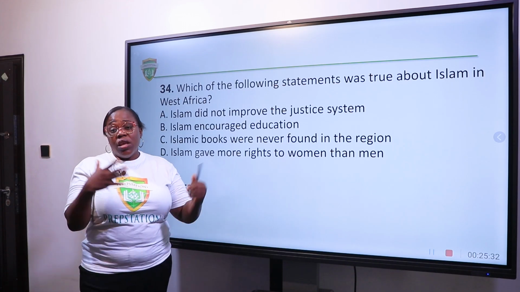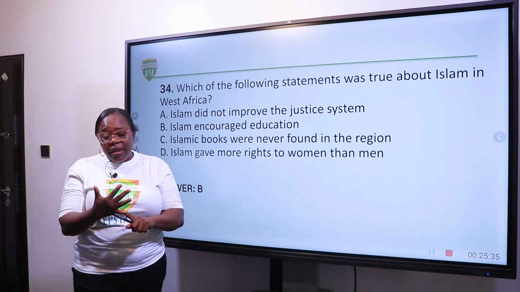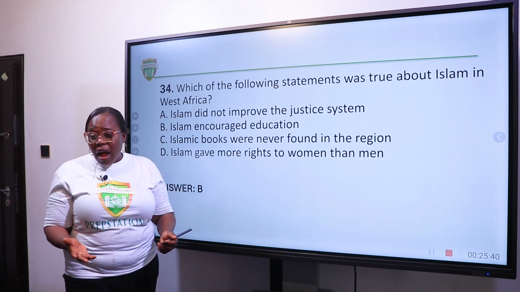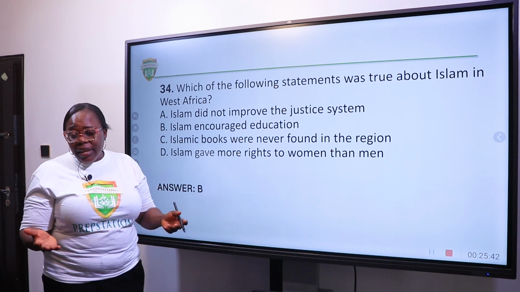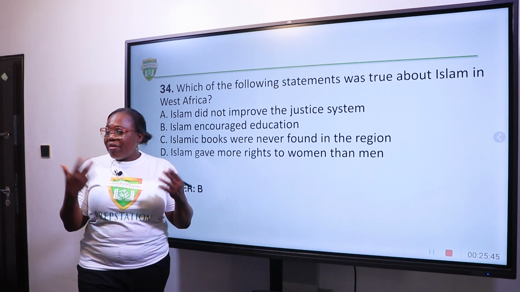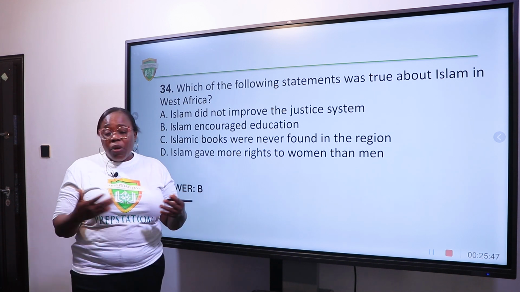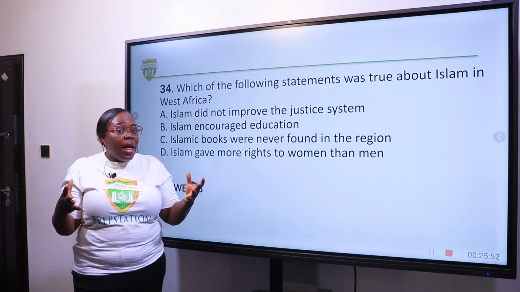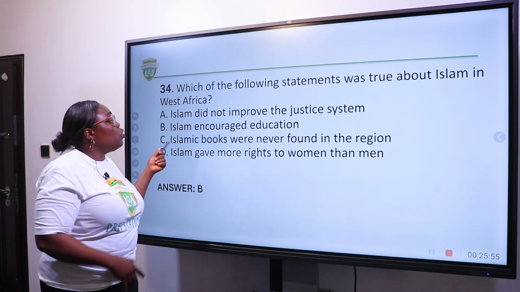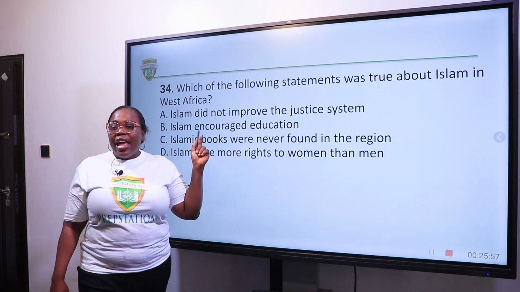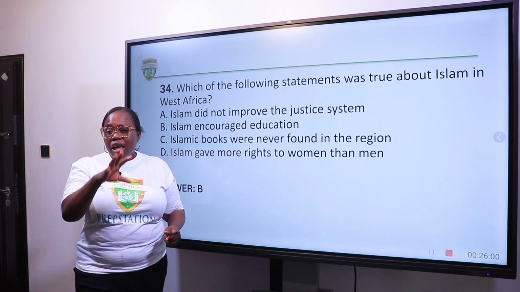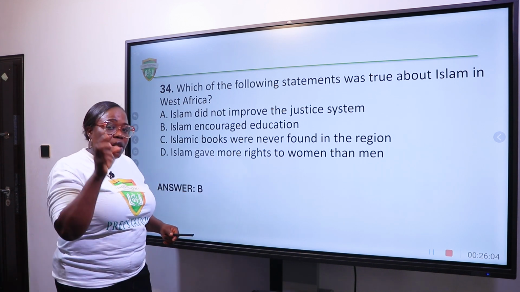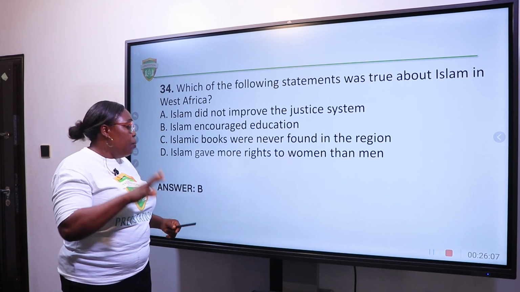We're talking about the learning and writing of Arabic language, speaking Arabic, learning in Arabic, studying recitation of the Quran and all that. So that is learning the Islamic Sharia and Islamic laws. So that is what we mean by encouraging education. We've talked about the schools, the education centers, Islamic schools that were in Jenne and Timbuktu.